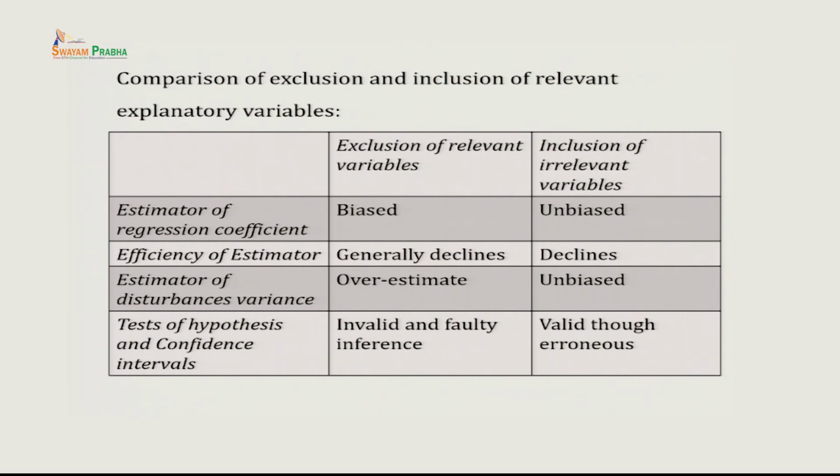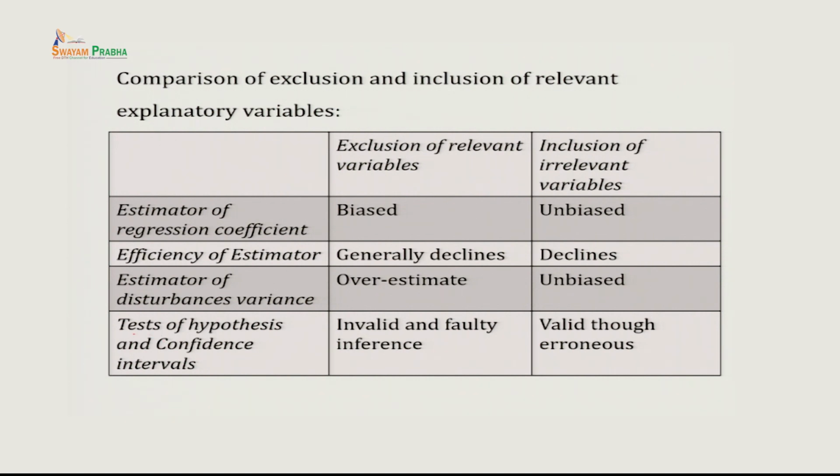Then estimation of the disturbances variance. In case of exclusion of relevant variables, we have observed that the bias is positive. So it overestimates the disturbances variance, whereas in case of inclusion of irrelevant variables, it remains unbiased.